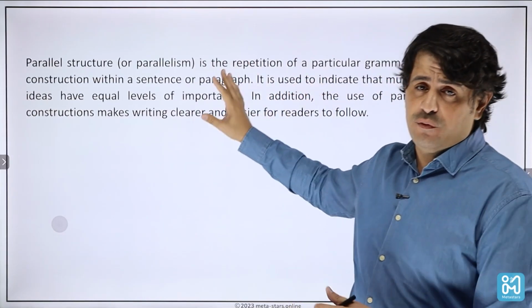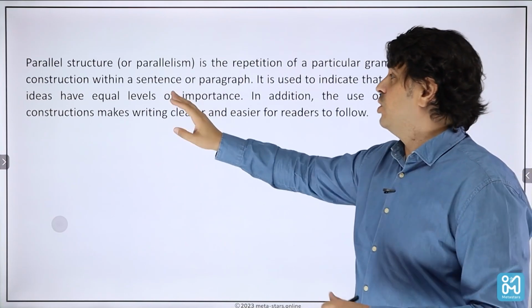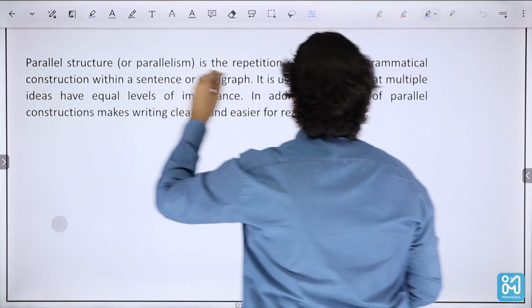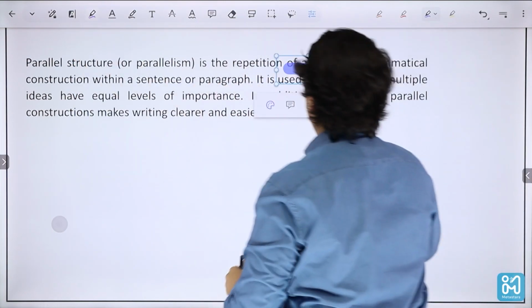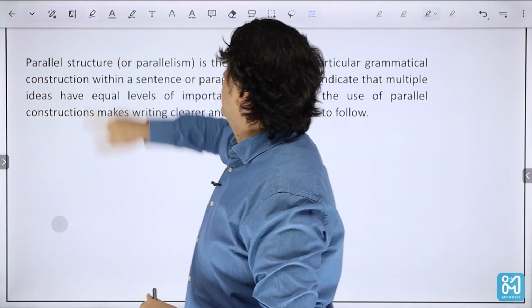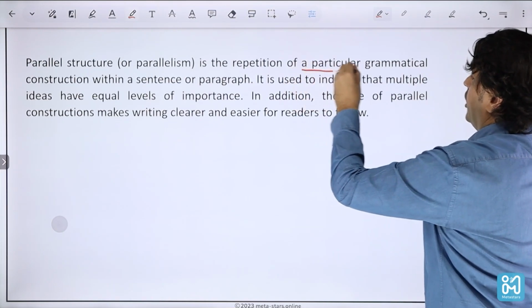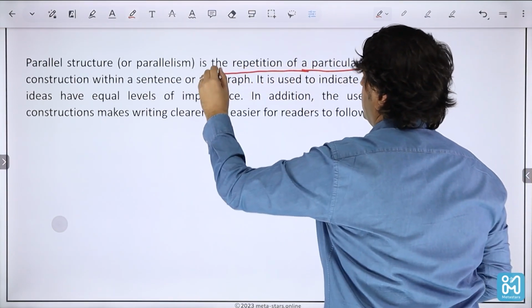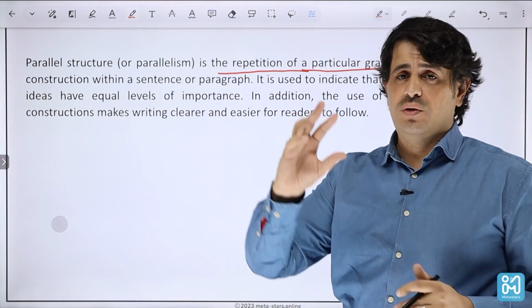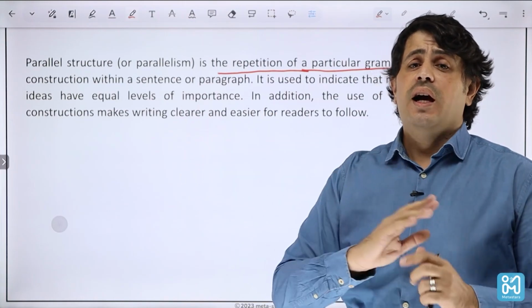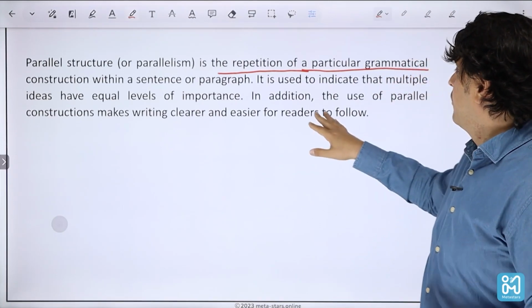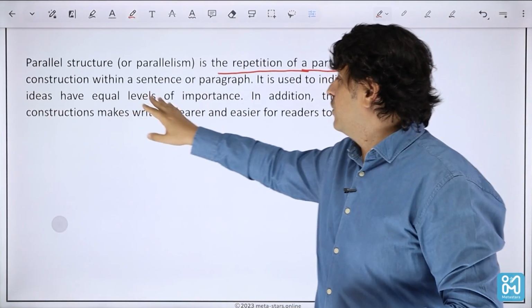Look at the definition first of all. Parallel structure is the repetition of a particular grammatical construction. So basically, I'm talking about grammatical constructions. For example, if I have a noun, this is what I mean by parallel structure. It indicates that multiple ideas have equal levels of importance.